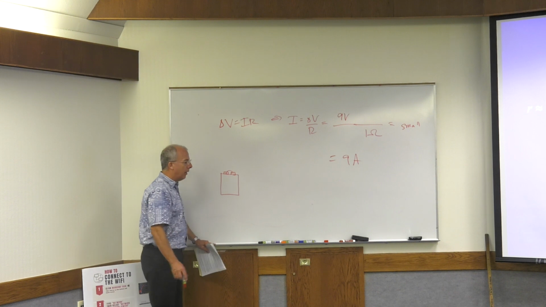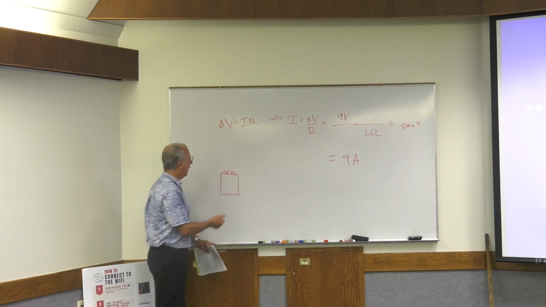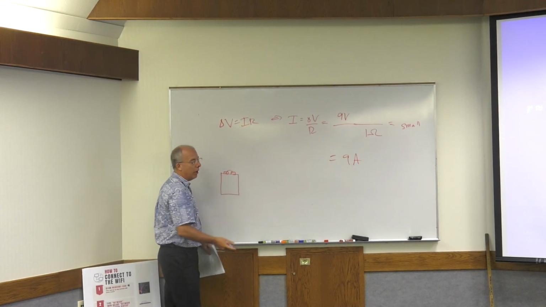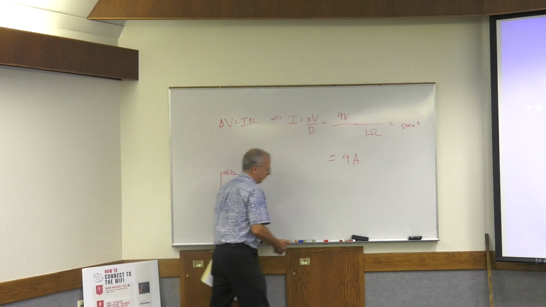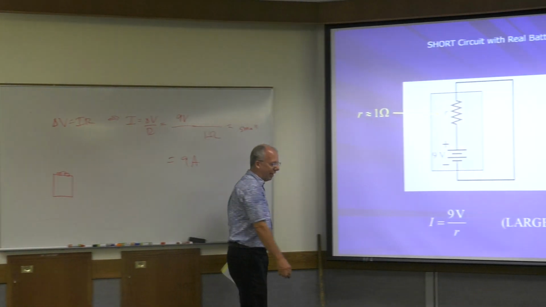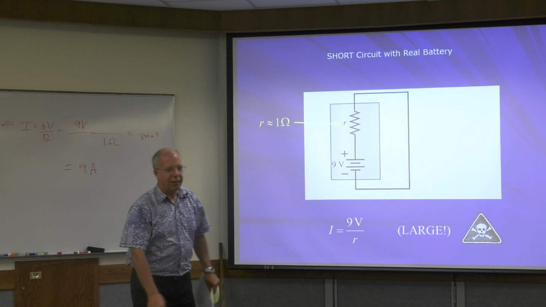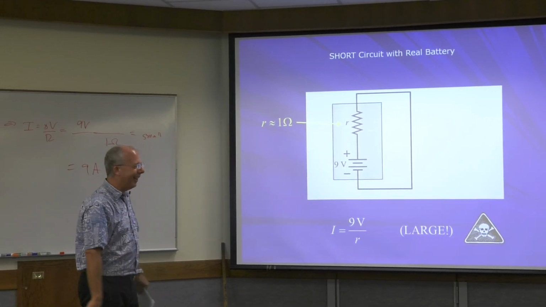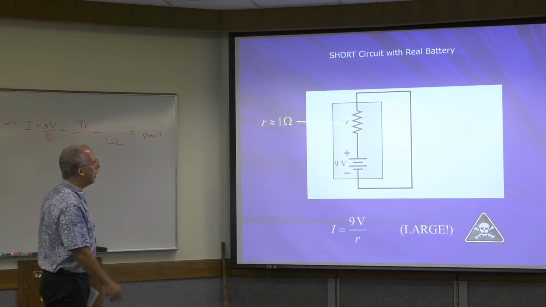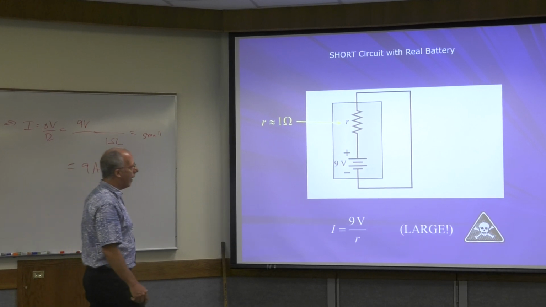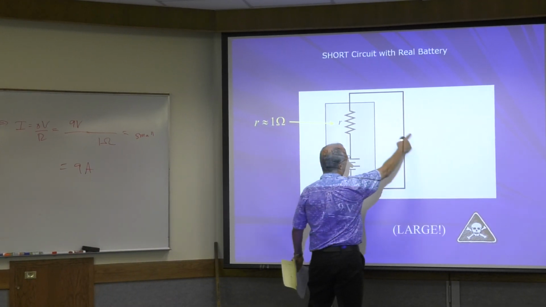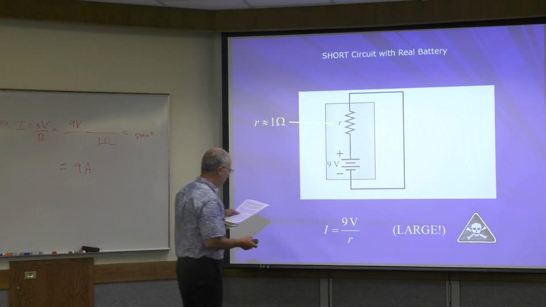So what's going to happen? You're going to get a really, really large current, and this wire is going to become very, very hot. I used to do that in class, and then I decided I don't want to do it anymore because it kind of burns your finger just a little bit. All right? So that's called a short circuit with a real battery. You don't have your load resistor to limit the current anymore.